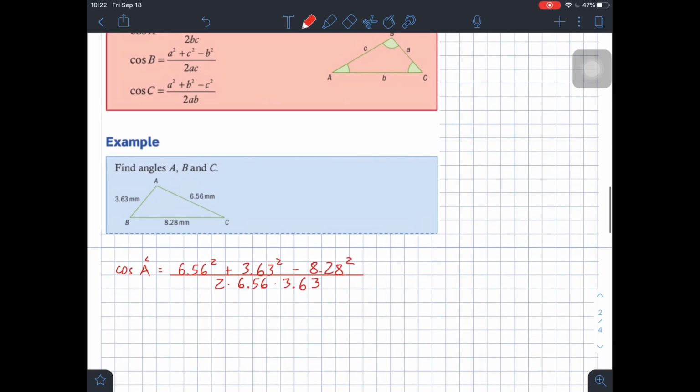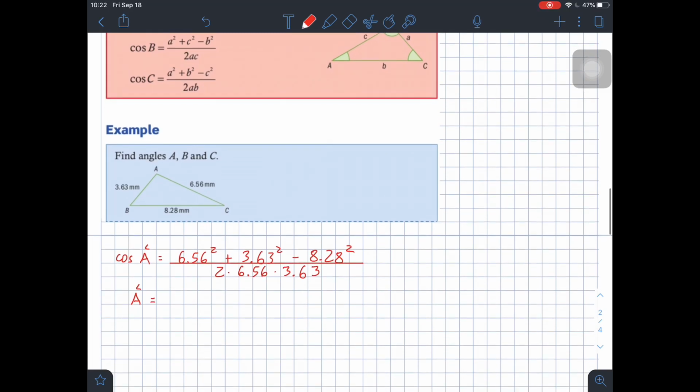So if you solve this using calculator, you would have to do all of this and then apply shift cosine of that in order to solve for the angle, and you should get as an answer 105 degrees. So this is angle A, which is 105.